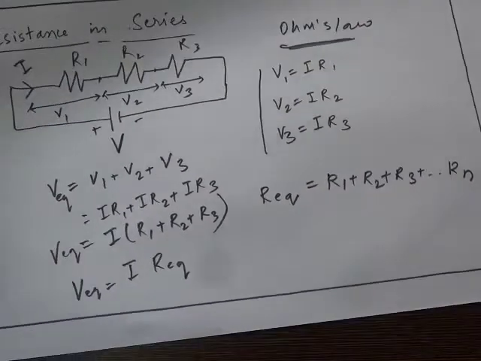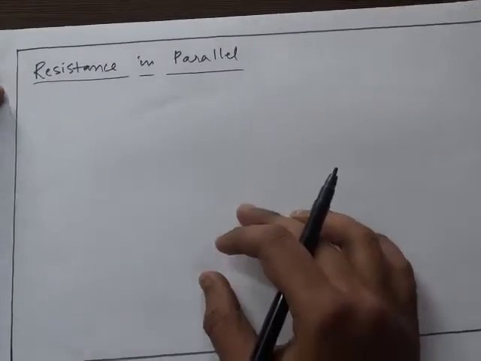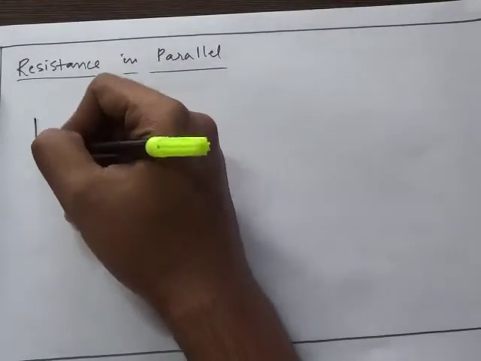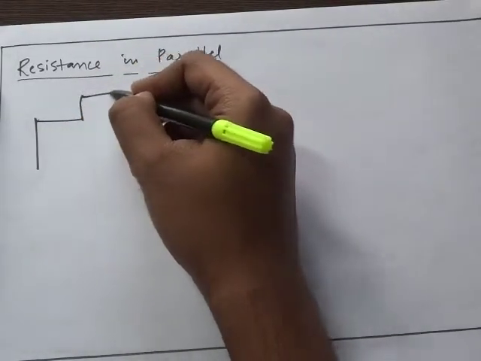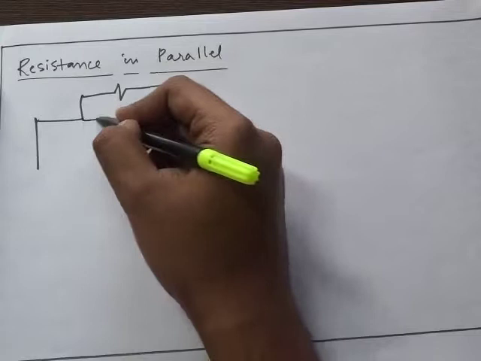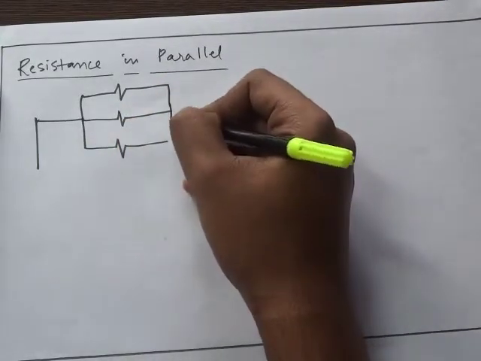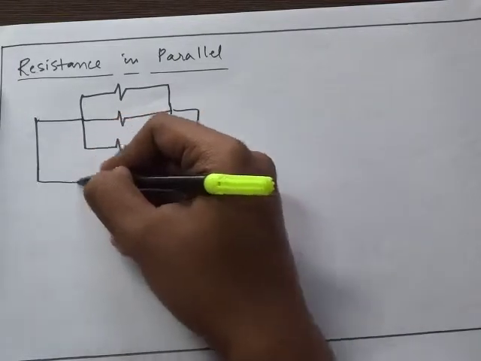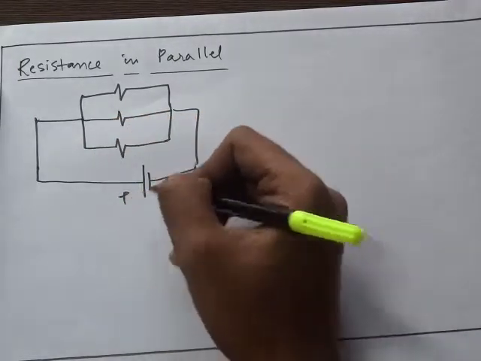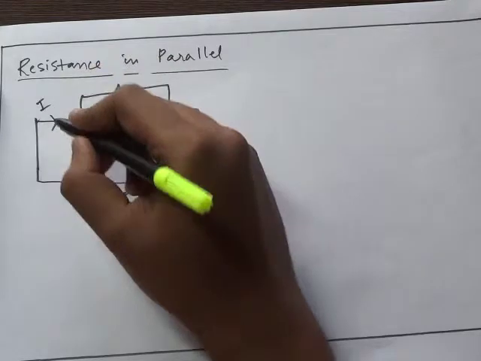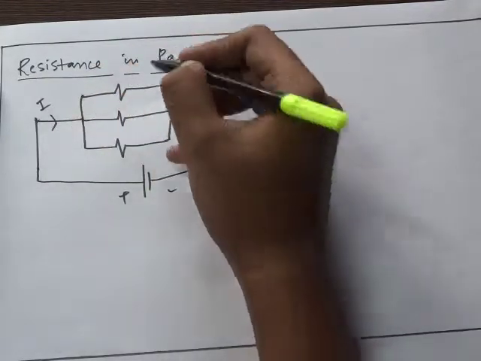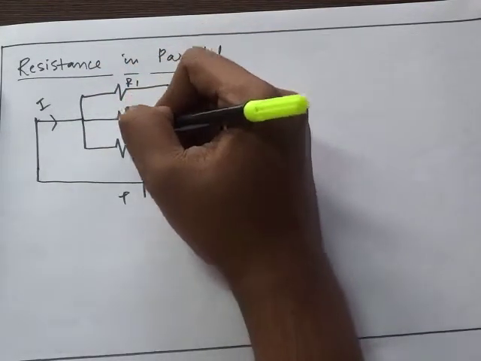Next, we will be seeing resistances in parallel. This is a typical circuit showing three resistances connected in parallel. So yeah, these are connected in parallel to a DC source. Suppose current I is going from here. In this case, let this be R2 and R3.